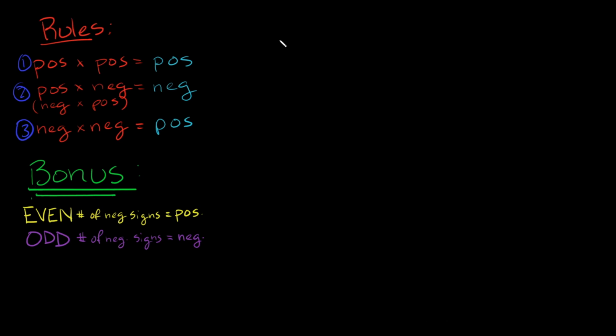For number one, what's 2 times 2? 2 times 2, as you know, is 4. This is positive, this is positive, so this is positive. Same thing, 2 times 5 is positive 10. Positive, positive, positive. Pretty straightforward.